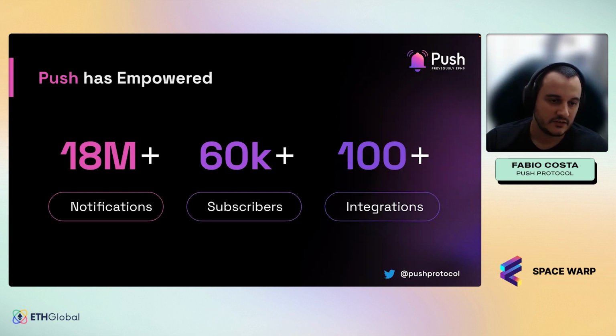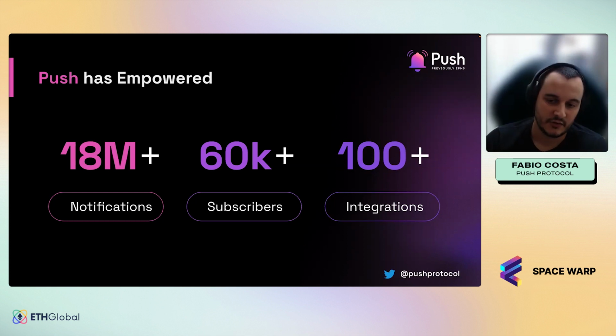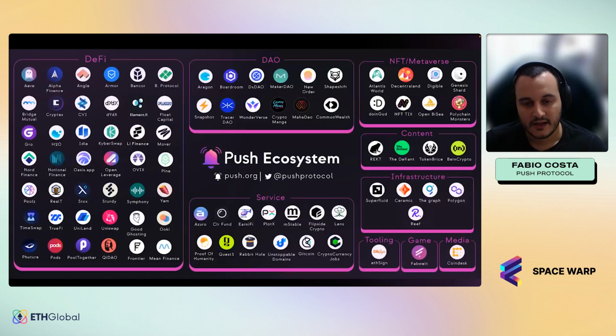So in Push, we have sent over 18 million notifications. We have over 60,000 subscribers. Subscribers are wallets that opt in to receive the notifications. And we have over 100 integrations, which means over 100 different use cases for notifications. And I think notifications by themselves are only useful if you see value in them. Nobody wants to get notifications from things they do not care about. So notifications should have different use cases, things that you as a user are interested in.